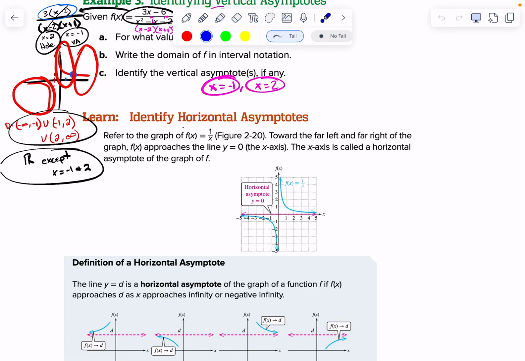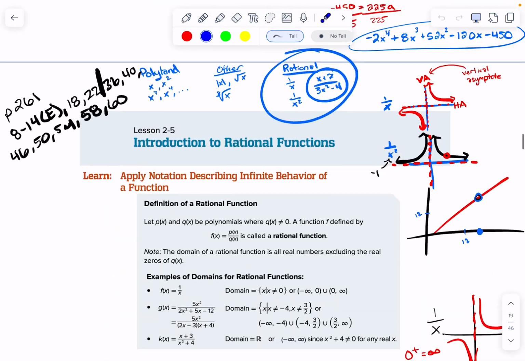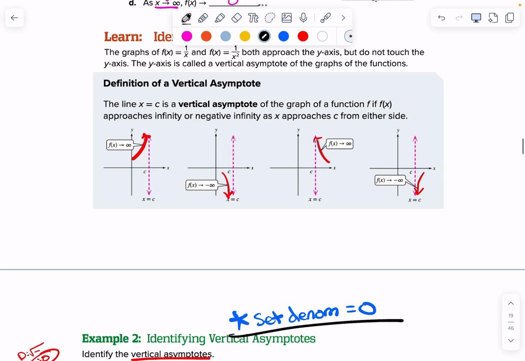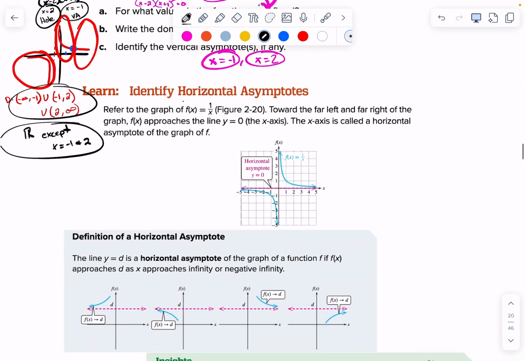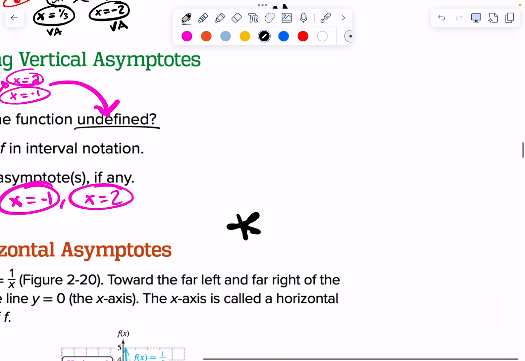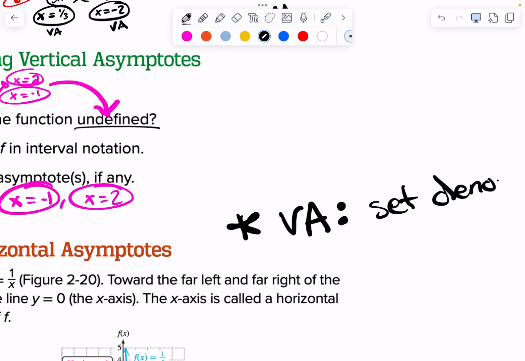Okay, hey Megan, we're going to finish the second half of 2.5 notes. This is rational functions. Yesterday we basically just went over domain and vertical asymptotes. So I'm going to put a little star right here. How do you find a VA? To find a VA, I set the denominator equal to 0.